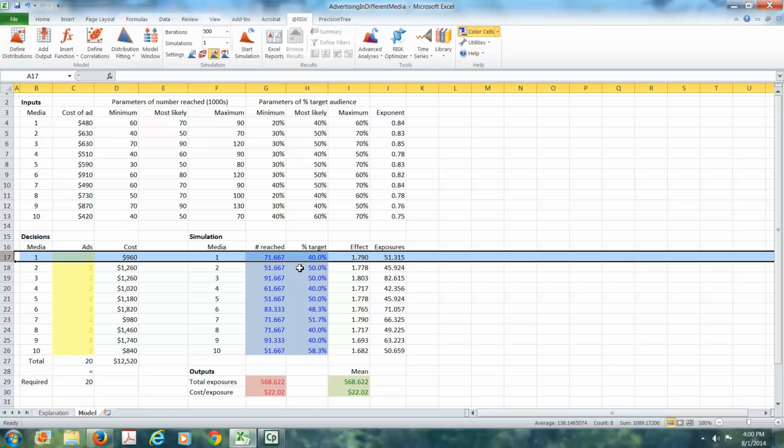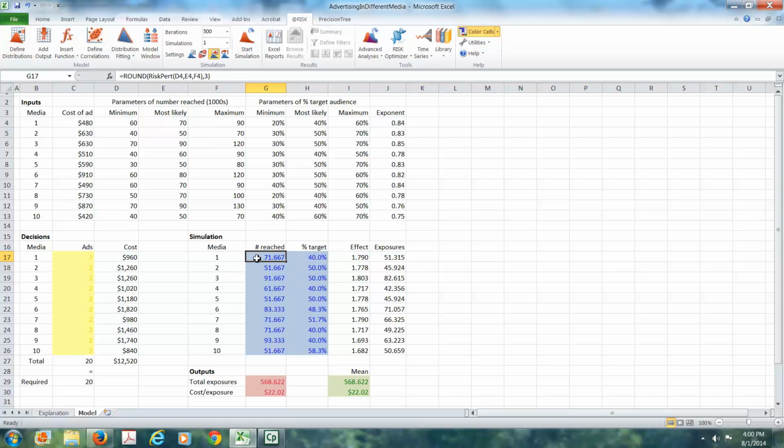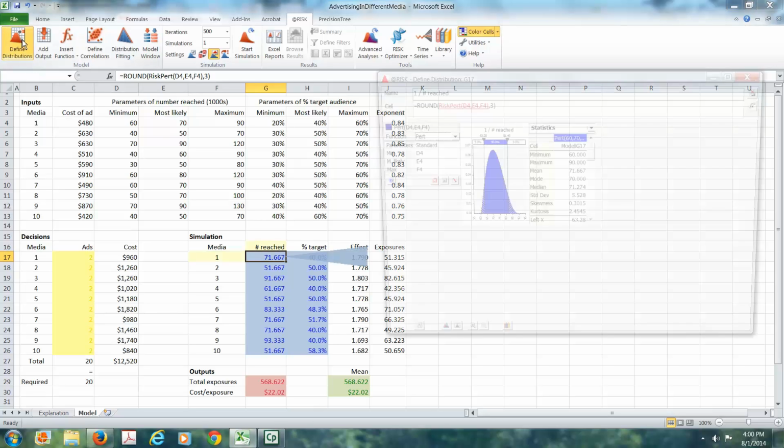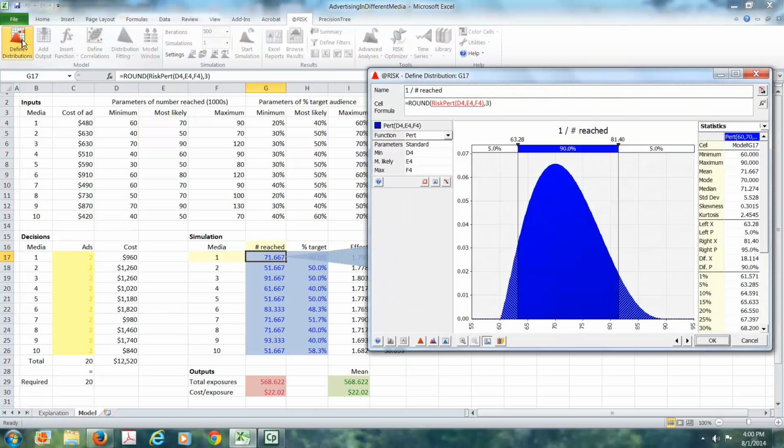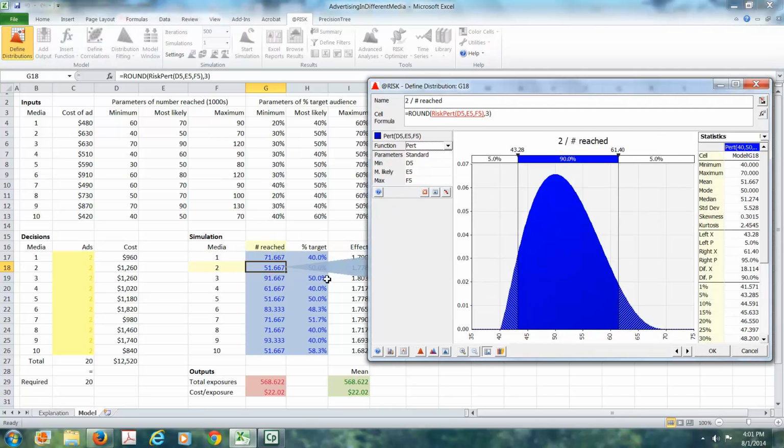Now we move over to the simulation piece, particularly the number of people reached. Although it looks like a precise number, you'll notice it actually comes from a PERT distribution. And the PERT distribution gets its values from D4, E4, and F4, up there in row 4. These are the 3 numbers that define this particular PERT distribution, and every distribution in this column is defined in a similar fashion.